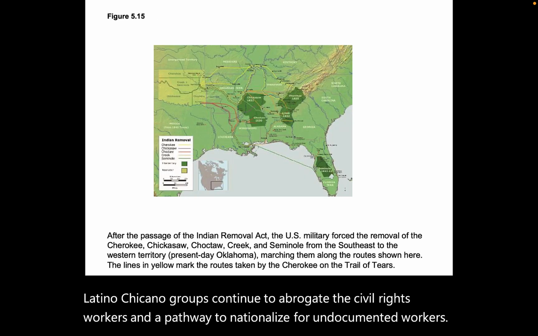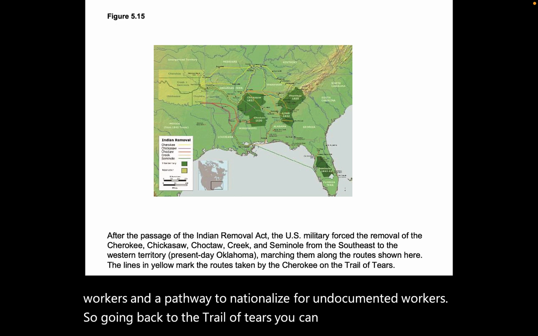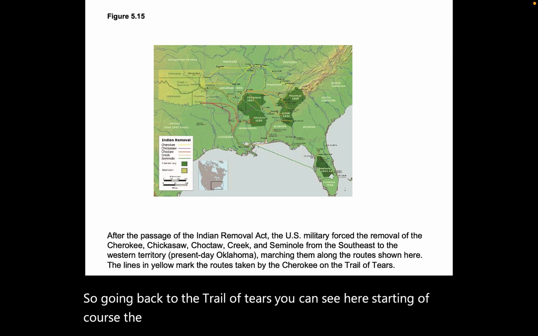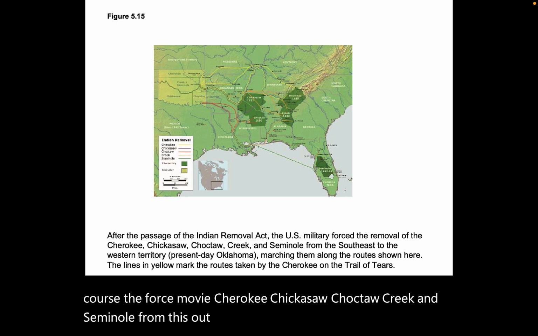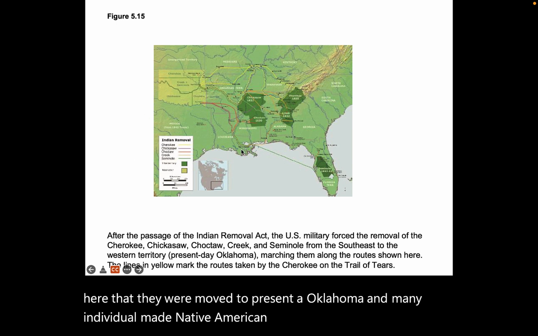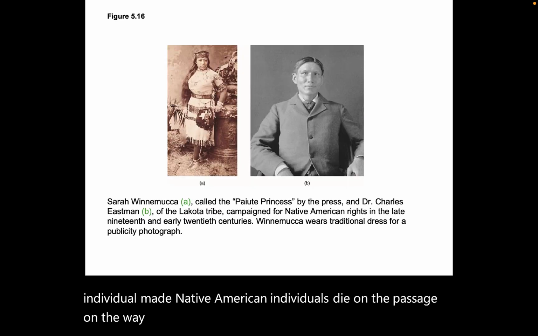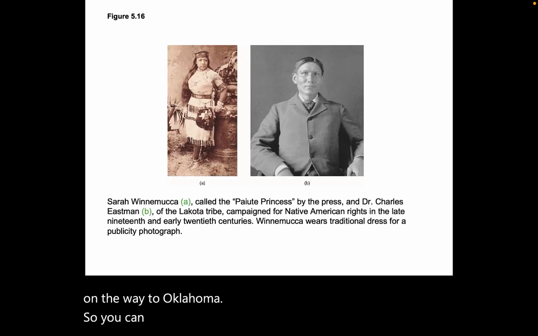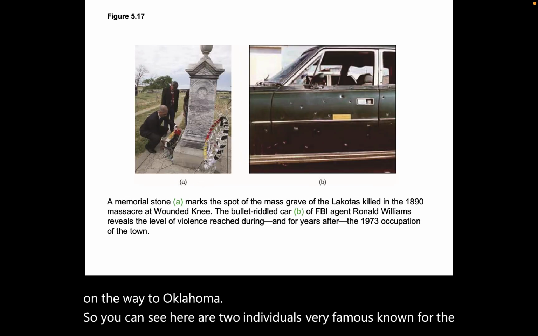So going back to the Trail of Tears, you can see here the forced removal of the Cherokee, Chickasaw, Choctaw, Creek, and Seminole from the southeast part of this country. You can see here that they were moved to present-day Oklahoma. And many Native American individuals died on the passage on the way to Oklahoma. So you can see here two individuals, very famous, known for Native American rights.